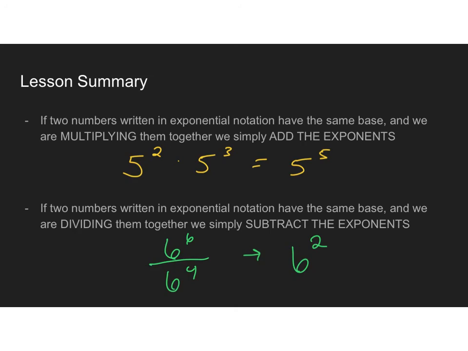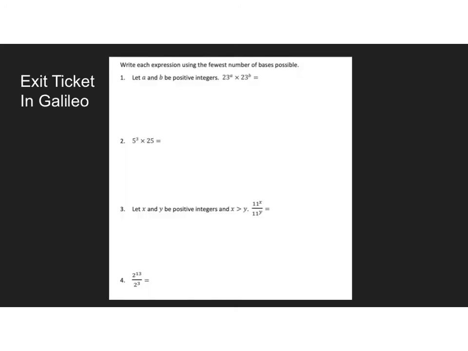Let's go over our exit ticket right now. All right, here's your exit ticket for today. It says let A and B be positive integers. What would this come out to be if you were to simplify that? Number 2, one thing I do want to point out to you is that 5 to the second power is the same as 25. So essentially this is the same as saying that. You might want to write that down because that makes it a lot easier for you.